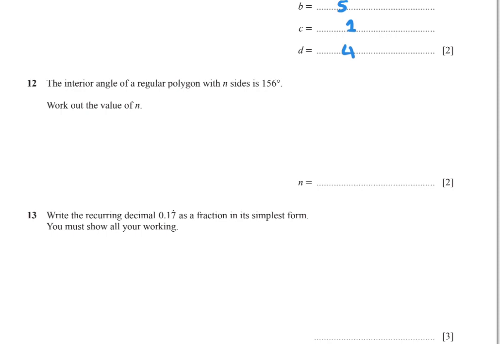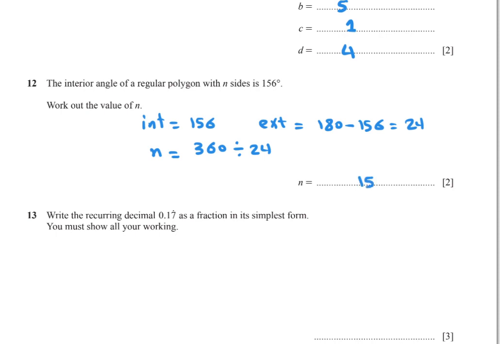Number 12. The interior angle of a regular polygon with n sides is 156. Work out the value of n. If the interior angle equals 156, you can find the exterior angle equals 180 minus 156 equals 24. Now to find the number of sides, divide 360 by the exterior angle, so equals 15. So 15 sides.